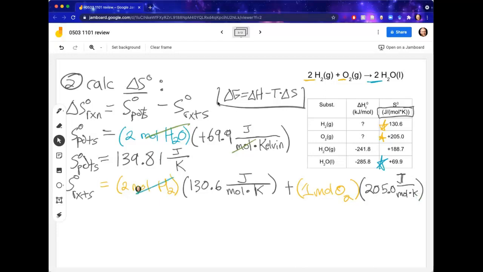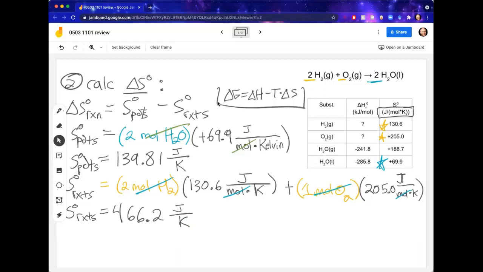So if you're looking carefully again, moles cancels out. I'm left in joules per Kelvin, and we can add these together to get the reactants value. So let's do that. What do we get? S naught of the reactants. Two times 130.6 plus 1 times 205.0. Yes, votes coming in now. I also get this value, 466.2. And keep in mind, again, the units are joules per Kelvin.